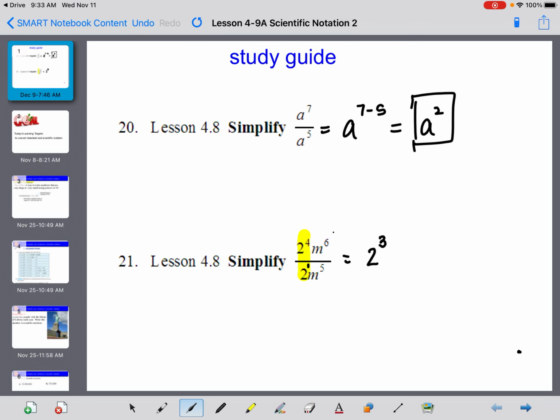Then let's look at the variables raised to a power. They have a common base of m, so I subtract the exponents. 6 minus 5 is 1. I can simplify this even further by saying 2 to the 3rd is 8, and m to the 1st is the same as m. So in simplest form, I would say 8m.